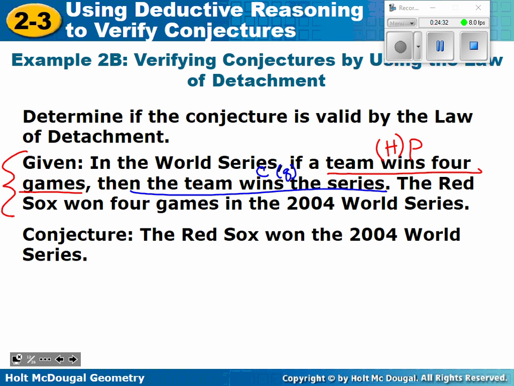Okay. Then they tell you the Red Sox won 4 games in the 2000 World Series. Did they just give you the hypothesis P, or did they give you the conclusion Q? Hypothesis P. So they're giving you P. And now they conclude the Red Sox won the 2004 World Series. Is that the Q conclusion? If P, then Q, that's true. They gave us P happens, so can we conclude Q happens? Yes, so this is valid.